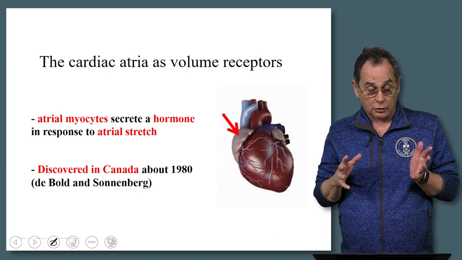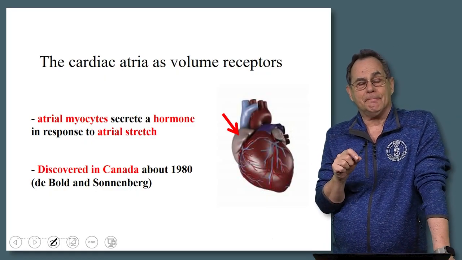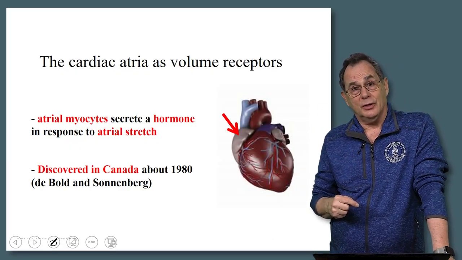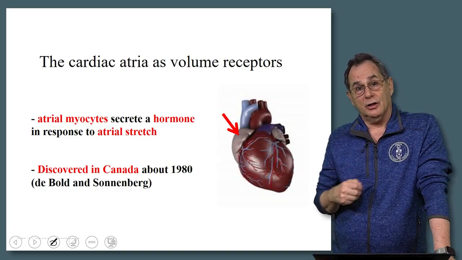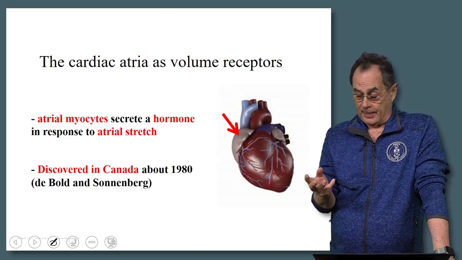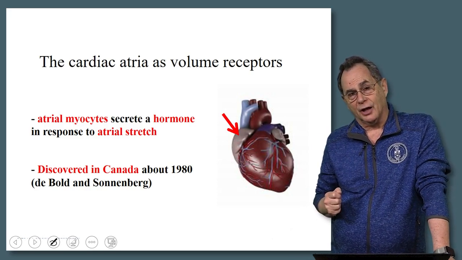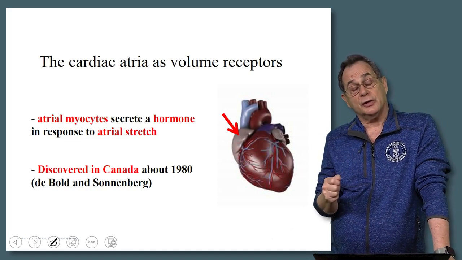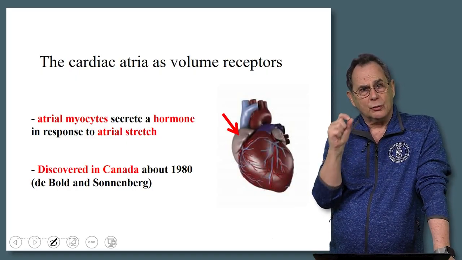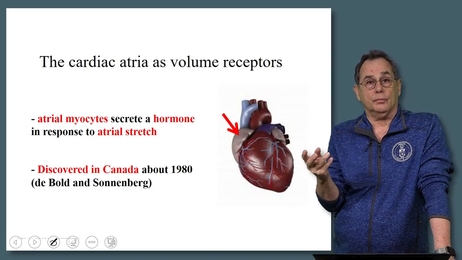And what's critical is that these were discovered in Canada about 1980. And what's of interest, of course, they were discovered here in this building in Toronto in the Department of Physiology. Dr. Sonnenberg was a senior nephrology researcher with a particular interest in the cortical collecting duct. And de Bold was a scientist at Queen's University who actually observed these secretory granules within atrial myocytes and wondered what they'd do.